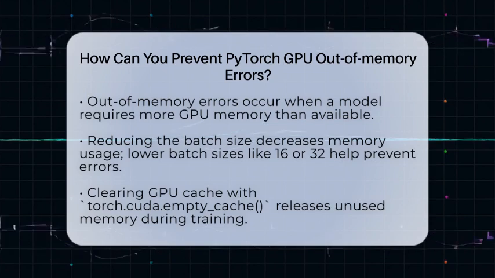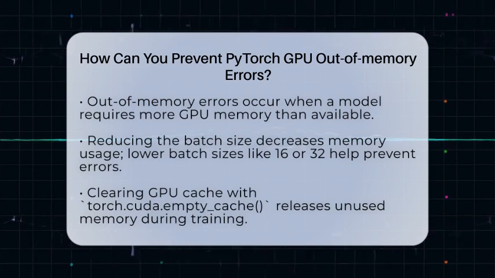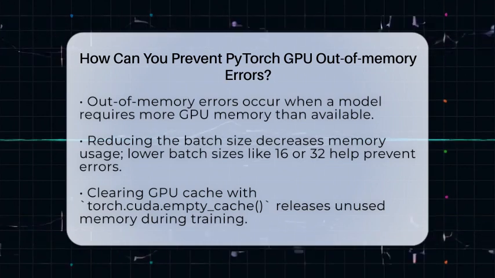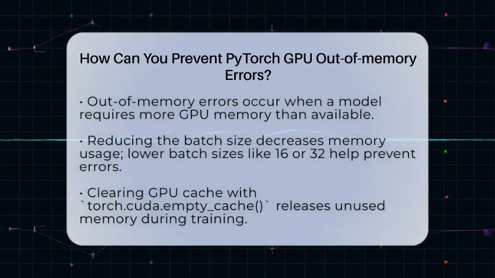First, think about your batch size. This is how many data samples your model processes at once. Larger batches use more memory. If you get an out-of-memory error, try lowering the batch size. For example, if you are using a batch size of 64, reduce it to 32 or even 16. This might slow down training a little, but it keeps your GPU happy.